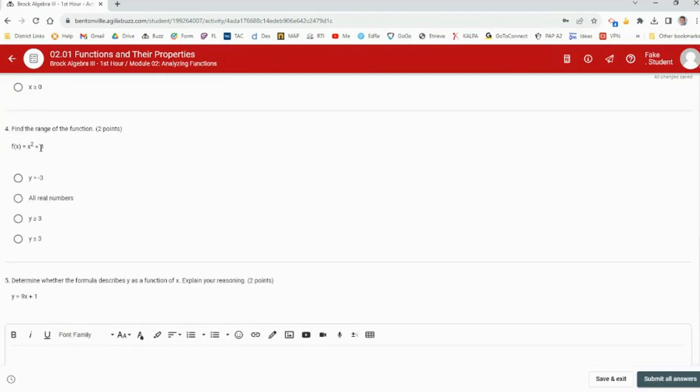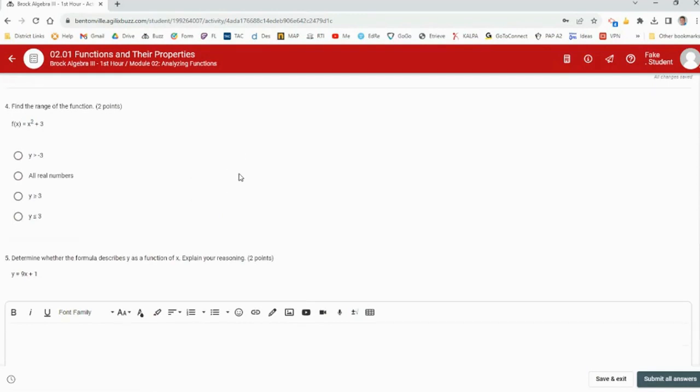What's the range? So you've got to figure out what's the range of this. What's the smallest possible y this could ever be? What's the greatest y it could ever be? Is it negative infinity to infinity? Is it all real numbers? It's not in this case. Try some numbers and put them in for x and see what the smallest number you can come up with is.